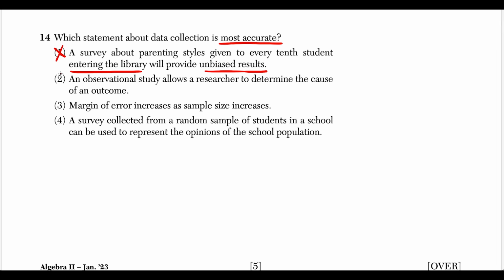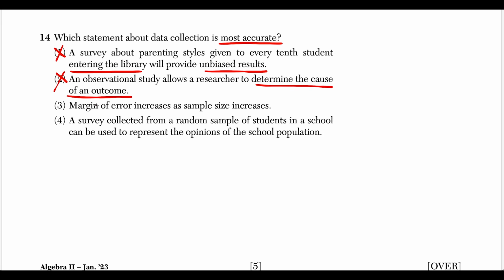And then next we have an observational study allows a researcher to determine the cause of an outcome. Well, this one is already not sounding good because just imagine you're observing the public and you see someone riding a bike. You can't just say, all right, the cause of this is because this guy's dad is probably a professional biker. Yeah, maybe in some rare case that is the case, but you can't make leaps like that just based on an observation. So this one is not sounding good.